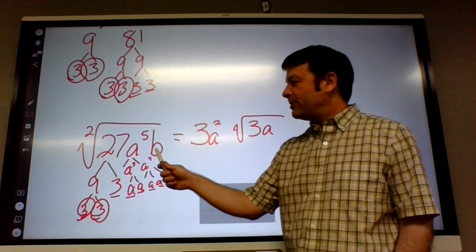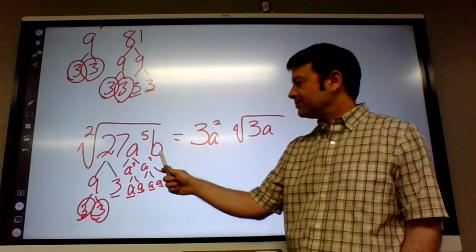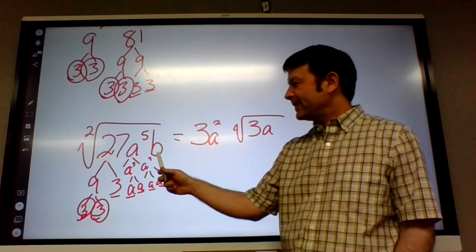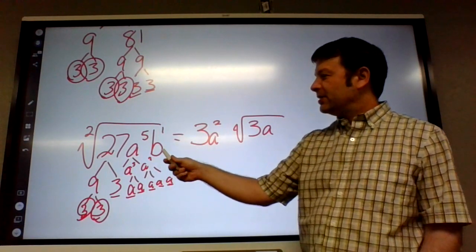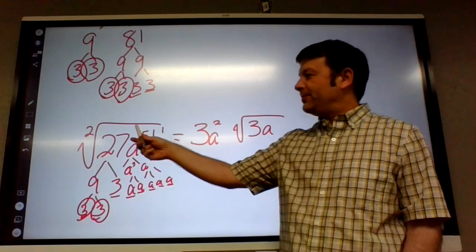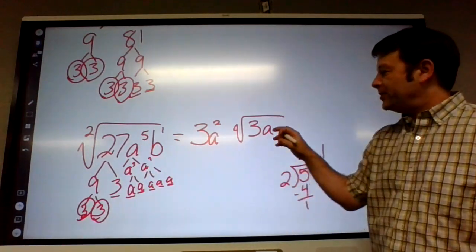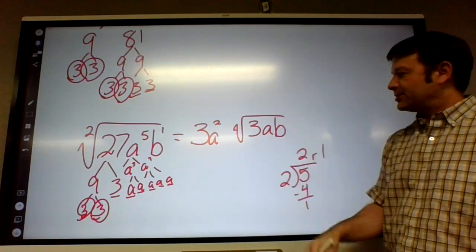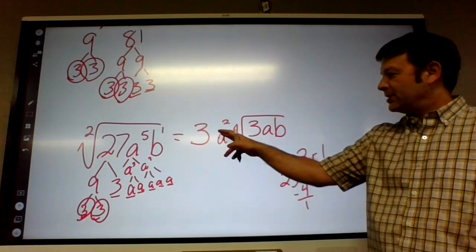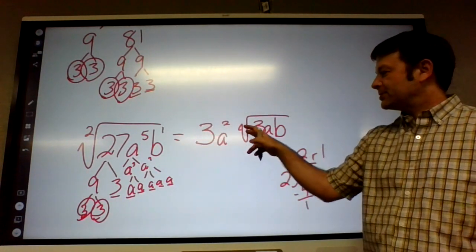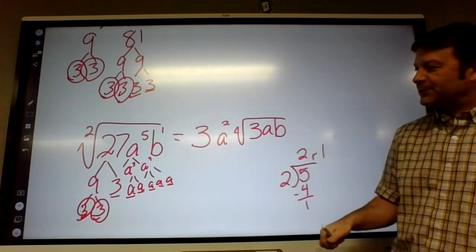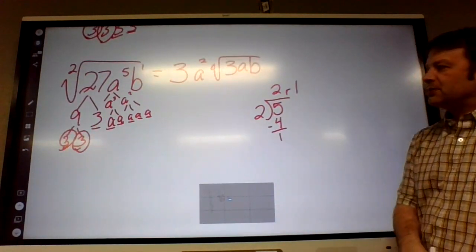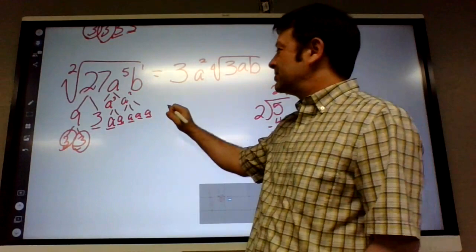Okay, anyway, what about this b? What can we do with that? Yeah, 1 divided by 2 doesn't really work. There's not enough b's to get out, so it just stays trapped inside. Anyways, that's it. Any questions?